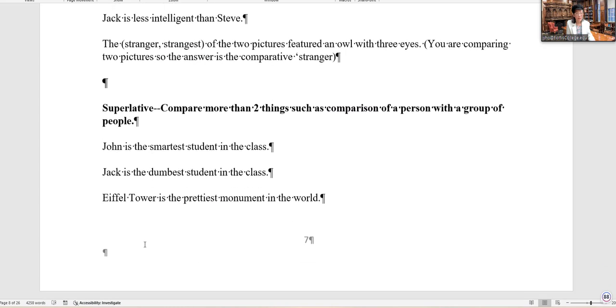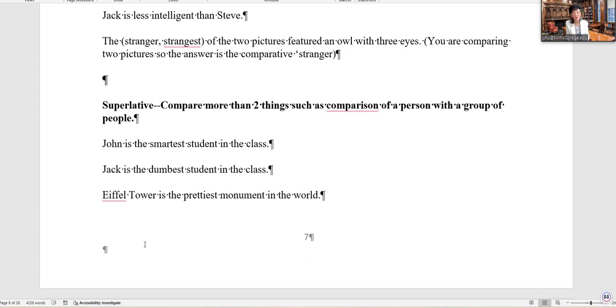If I say John is the smartest student in the class, that means we're comparing John to 25 other people in the class, therefore it's known as a superlative, and then you use an EST. Jack is the dumbest student in the class. Once again, you're comparing Jack to everybody else in the class, so we use EST. Also, if you have one syllable, we use EST, smartest. Smart has one syllable. Dumb has one syllable. Pretty has two syllables, prettiest.